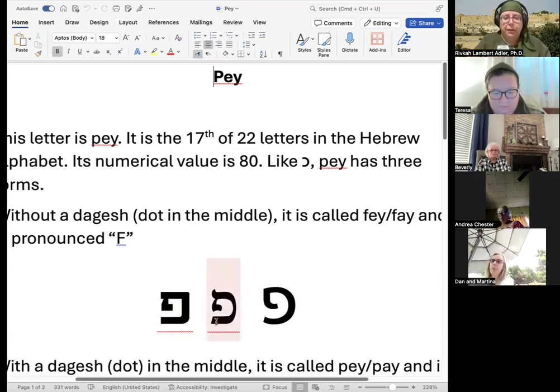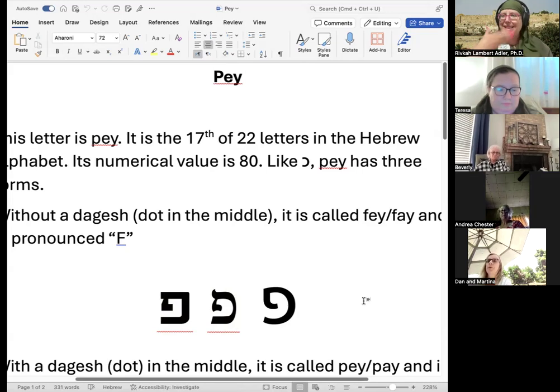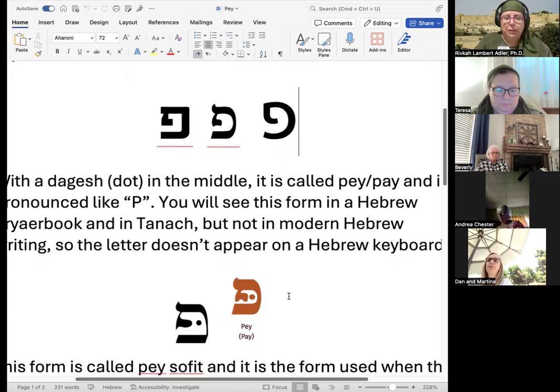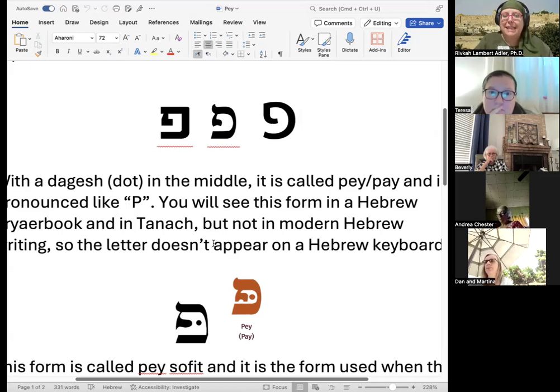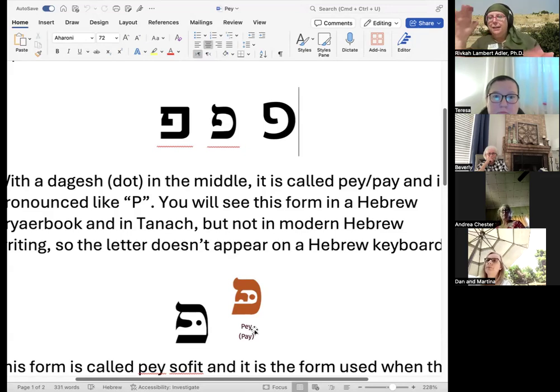So this form here, this one that you're looking at in these 3 different fonts, without a dot in the middle, is actually called Fei, and it's the F sound in Hebrew. If it has a dot in the middle, it is called Pei, although the letter itself we call Pei, but it's pronounced with a P sound. The way that I was taught and the way that I teach this letter, to know how to pronounce it, is that this is like a point, a P, a pay, it all connects.